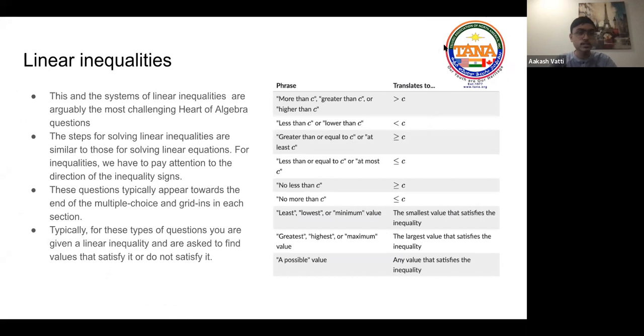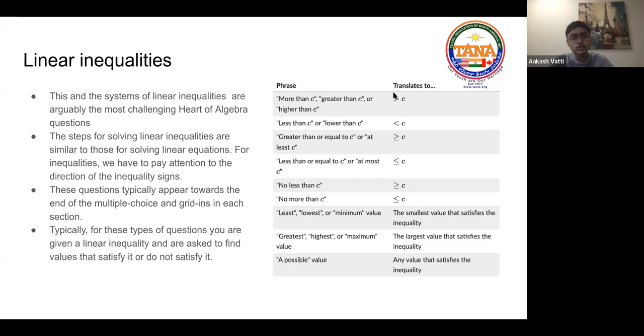So linear inequalities. This and systems of linear inequalities are probably the hardest part of algebra questions in the SAT, simply because of the nature of them. The steps for solving linear inequalities are mostly the same as for solving linear equations. But we do have to pay attention to the direction of the inequality signs and whether they're equal to as well as less than or greater than. These questions typically appear towards the end of the multiple choice section and in the grid-ins in each section.